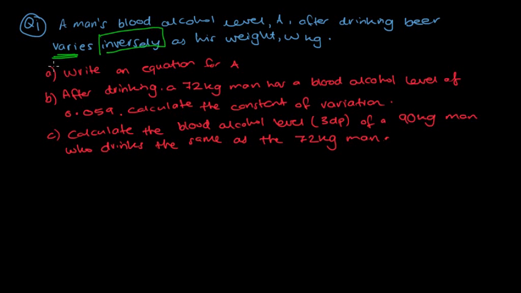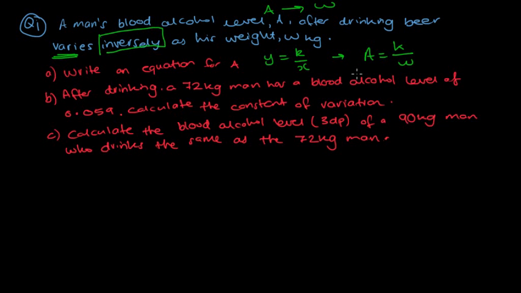Now, just like last time, even before we start the question, we should be looking for that formula to start off with. We know that if it's inversely, it's going to be y equals k over x. And we like to put in those letters. Now we know that y varies with x, in this case A varies with W. So the formula will be A equals k over W. So again, we're putting the letters that they're giving us.